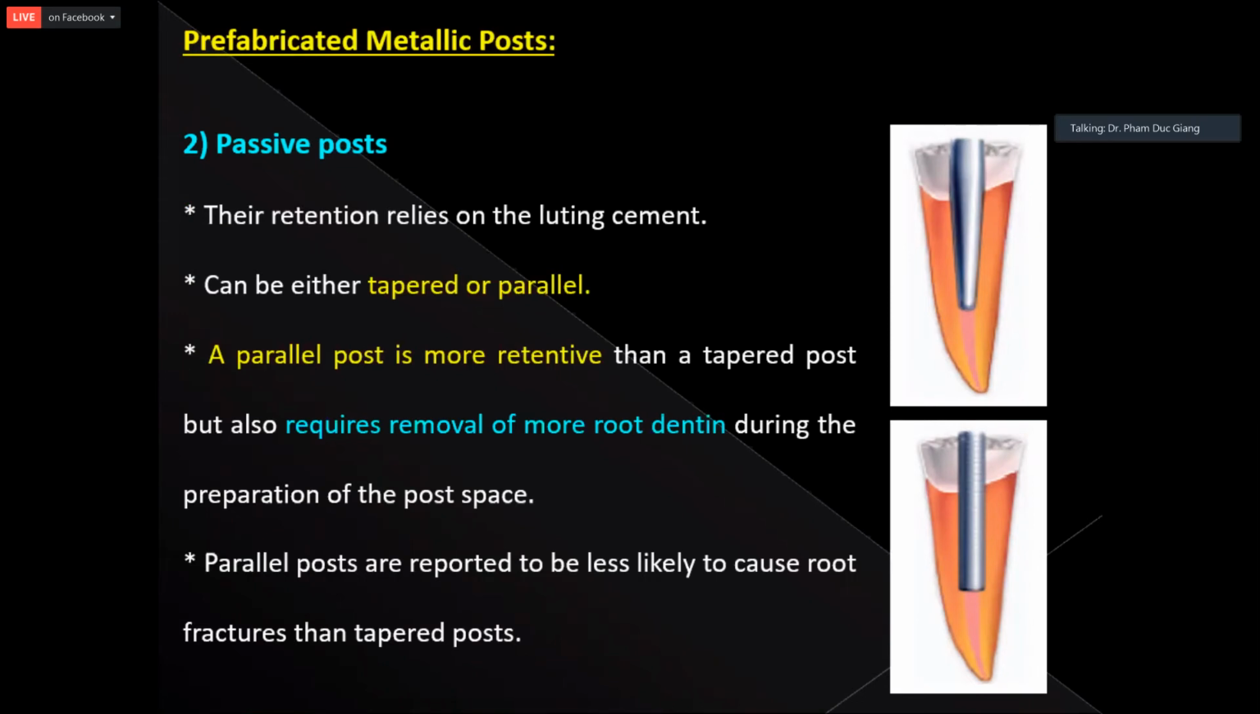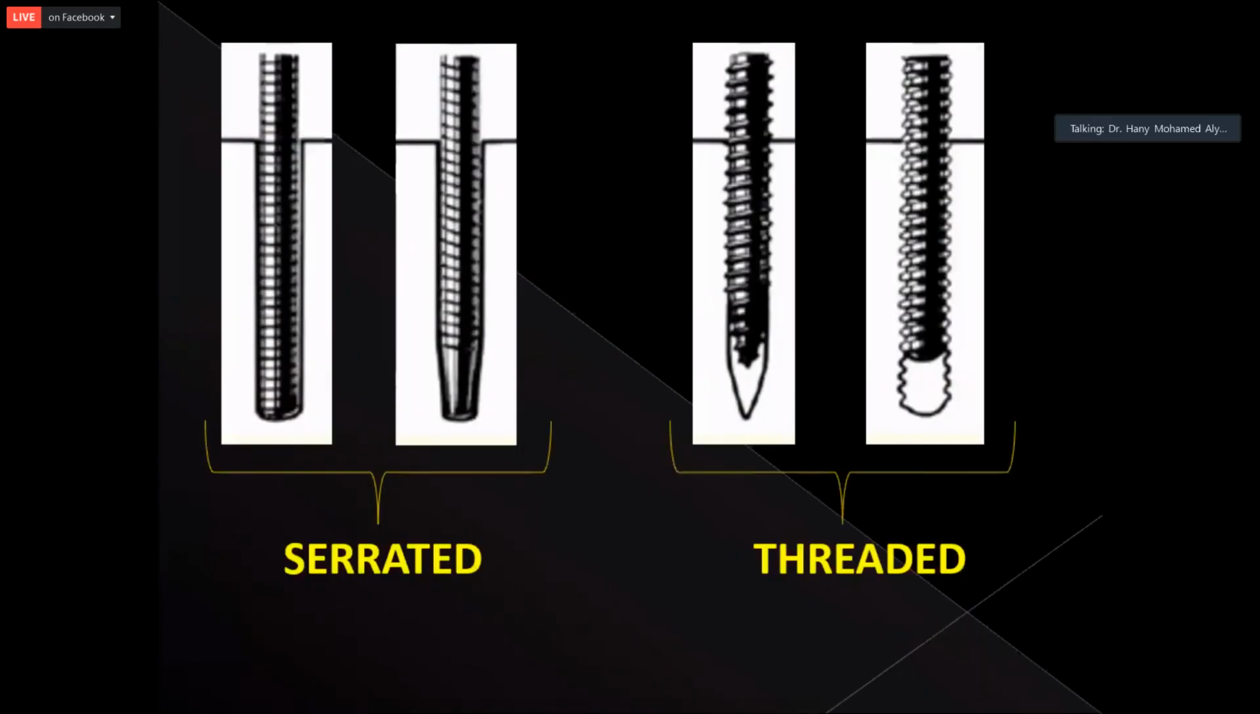gây gãy. So this is just two examples for parallel and tapered serrated, which is passive, and then the tapered and parallel threaded, which creates stresses and which is not favored for posts.